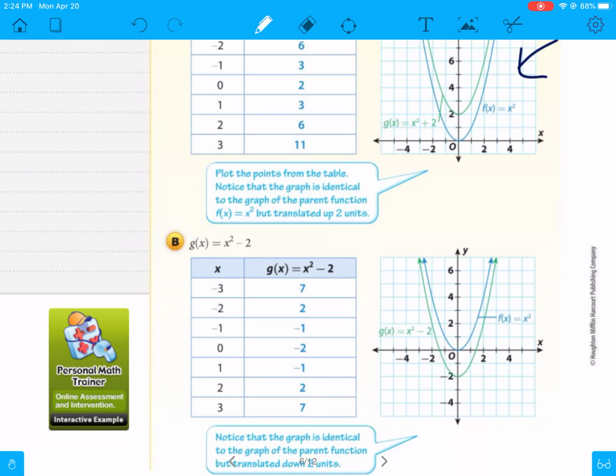Same thing here for letter B. The original parent function is your f of x equals x squared. And see the -2, you're just going to take that same graph and move it down 2. So (0, 0) becomes (0, -2). That's it.